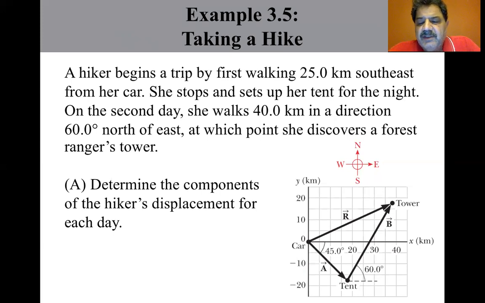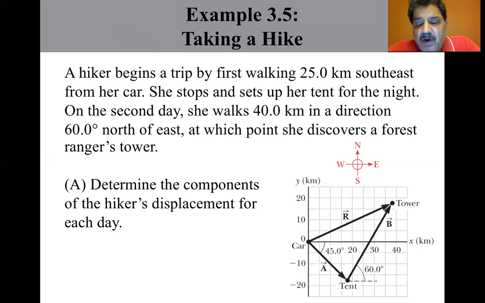If we conceptualize the problem by drawing a sketch, and denote the displacement vectors on the first and second days by A and B, respectively, and use the car as the origin of coordinates, we obtain the vectors shown in the figure. The sketch allows us to estimate the resultant vector as shown, R going from the car, 0, up to the tower, up to the right.